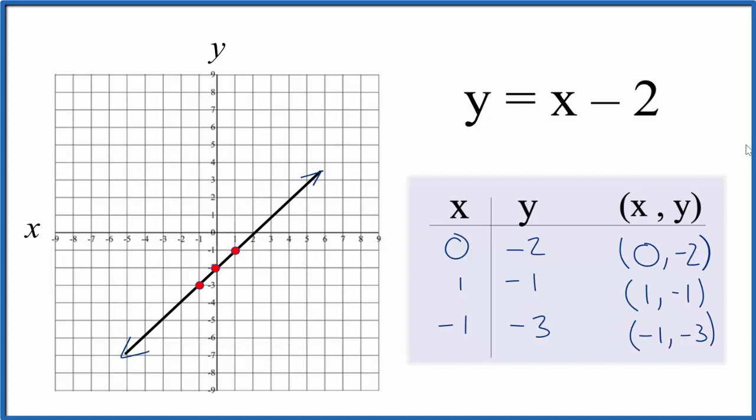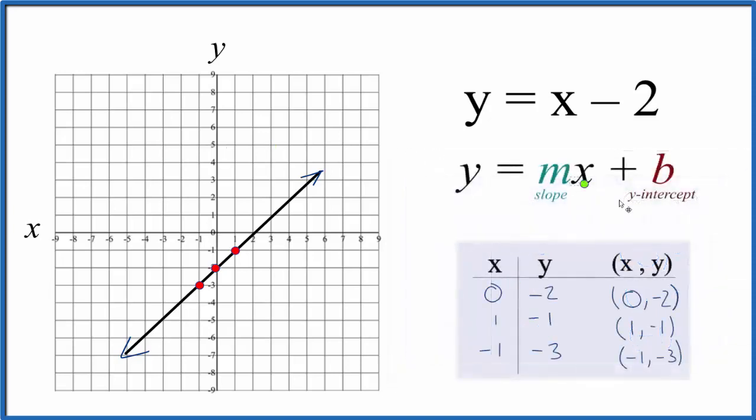Let's check our work with the slope-intercept formula. So for the slope-intercept formula, we have y equals mx plus b. And b is the y-intercept. It's where the line's going to go through the y-axis. And up here we can see it's negative 2. So we go down to negative 2, and that's the y-intercept.